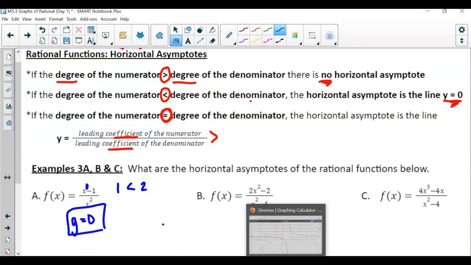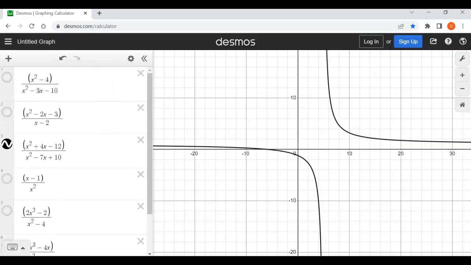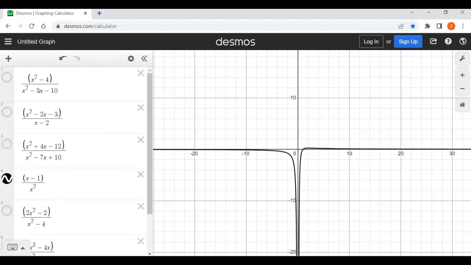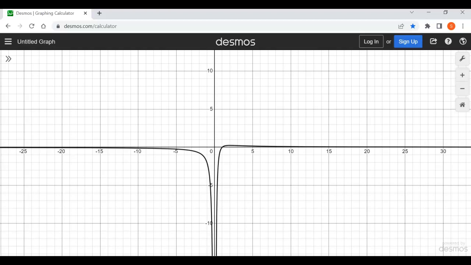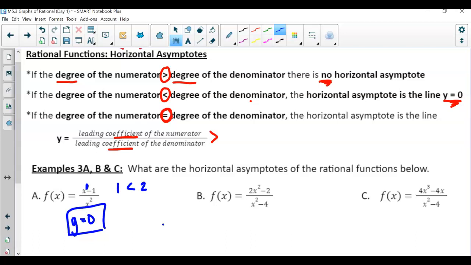So now to show you the graph, let's see if it's y equals 0. Notice how here it gets closer and closer, but never reaching 0. Again, going closer and closer, but never reaching 0. Now let's look at the second one.